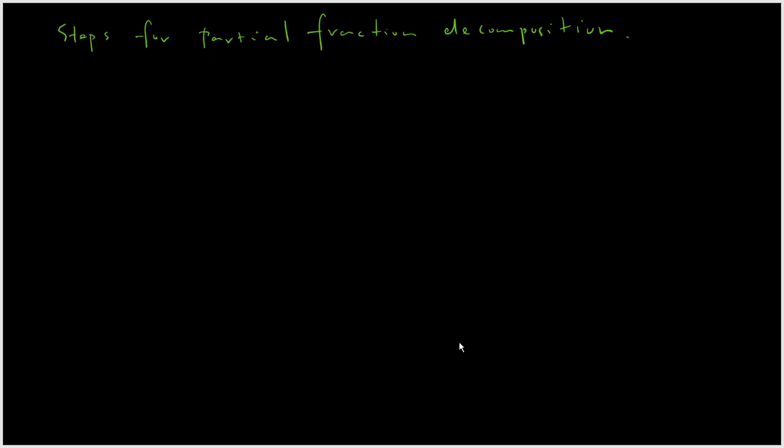Steps for partial fraction decomposition for a proper rational function. You could copy it down. I will give you a simplified version. Now step 1. When you see a proper rational function, of course, if it's improper, you do long division first. I said for a proper rational function.